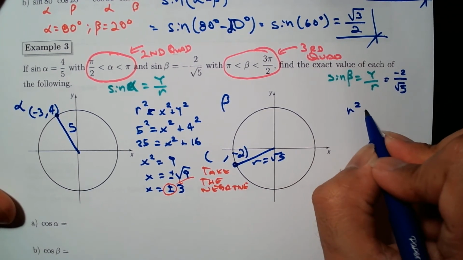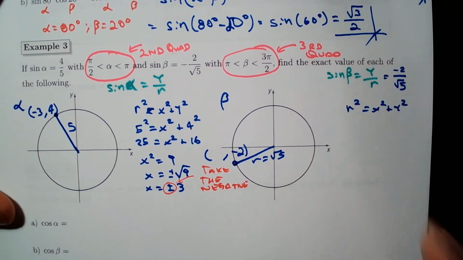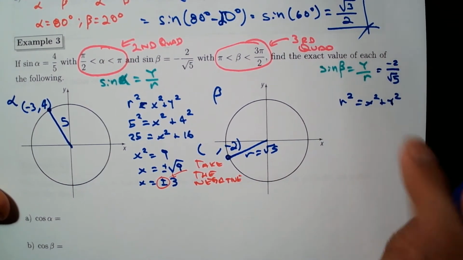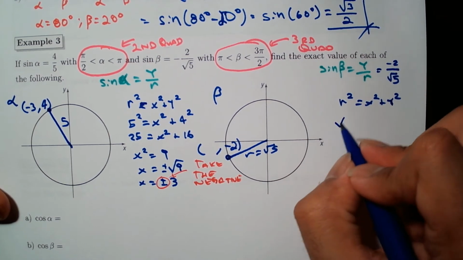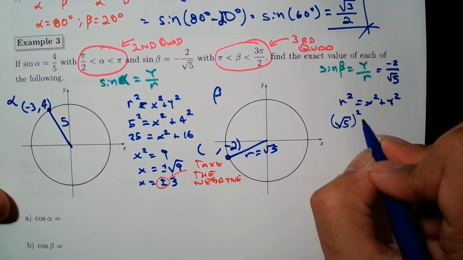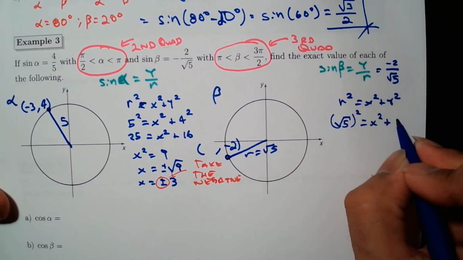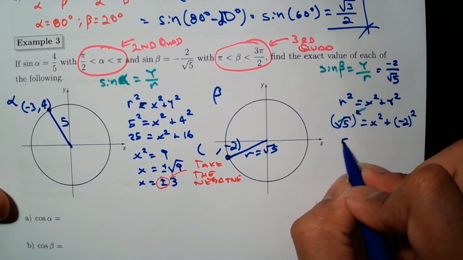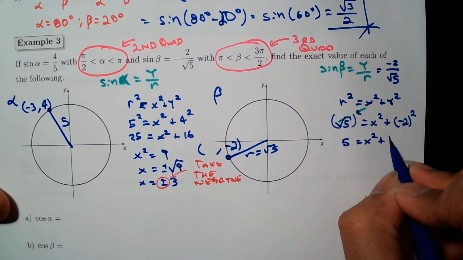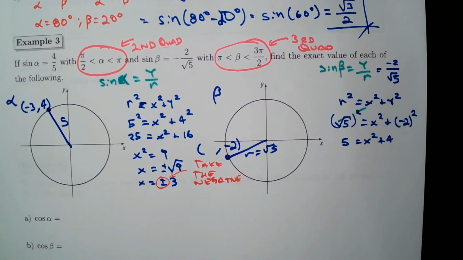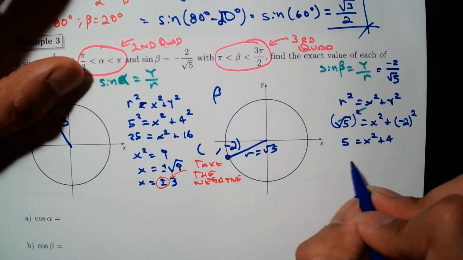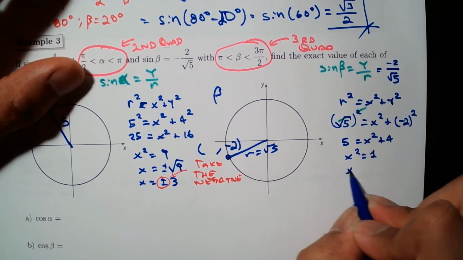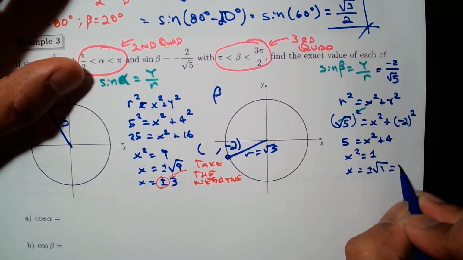So r squared equals x squared plus y squared. R squared, which in this case is root of 5, quantity squared, equals x squared plus y squared, that is negative 2, quantity squared, and in this case the roots cancel, leaving us with a 5. x squared plus 4. Subtract that on both sides. And what are we going to get? Well, x squared equals 1. x equals plus or minus the square root of 1, which is plus or minus 1.